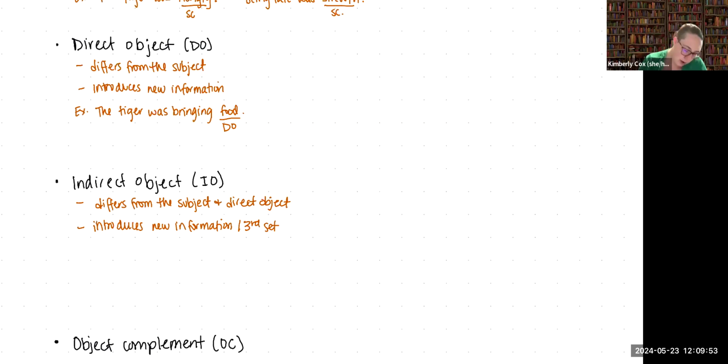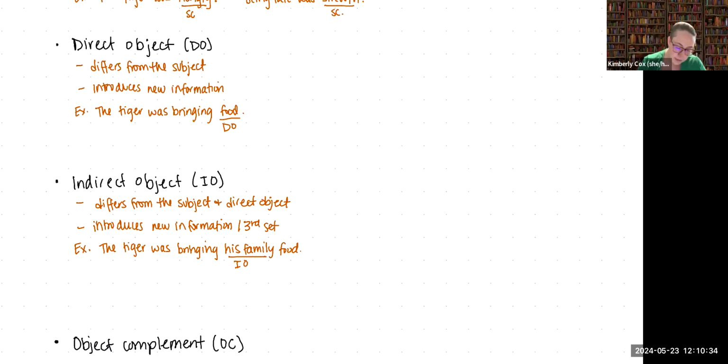And I will give you two examples using the same sentence. So the tiger was bringing his family food. Okay. His family is our indirect object. All right. And in English, we often put the indirect object before the direct object. So that way we can get rid of the preposition that would otherwise go there. And I'm going to give you an illustration of what that sentence would be like.